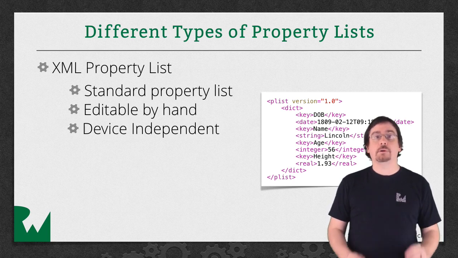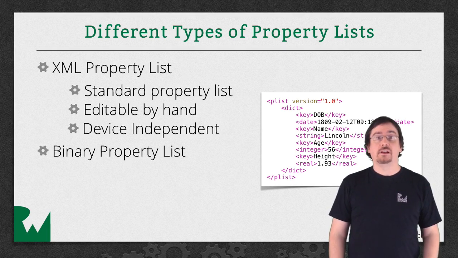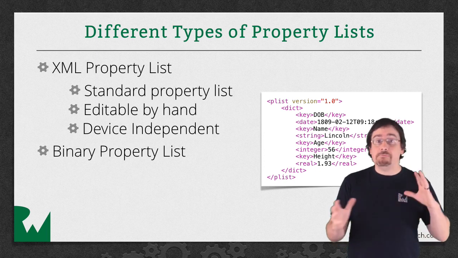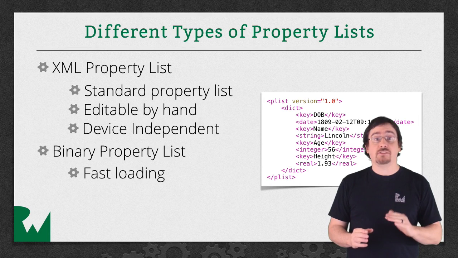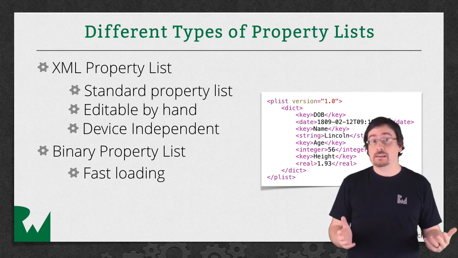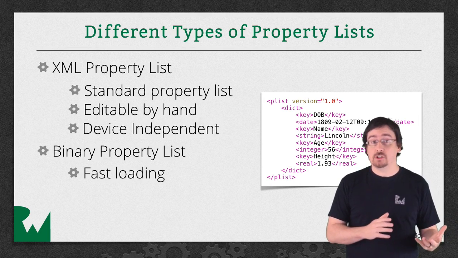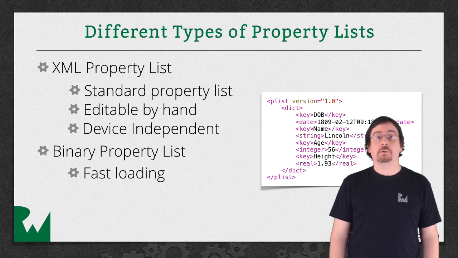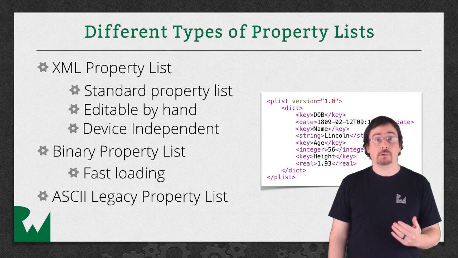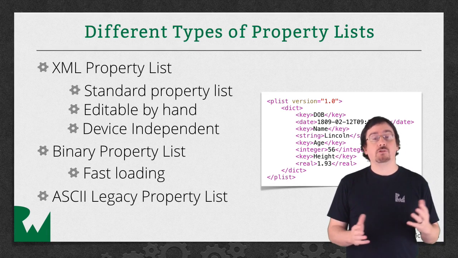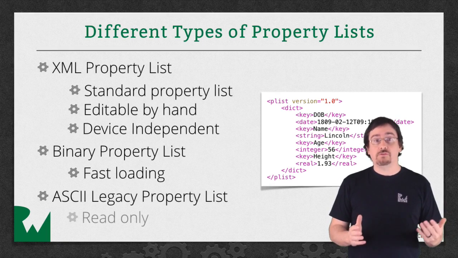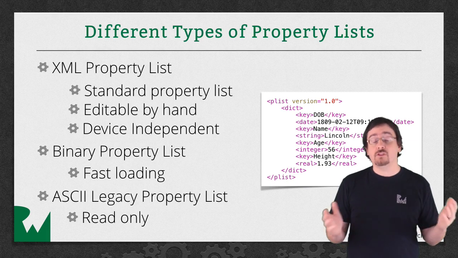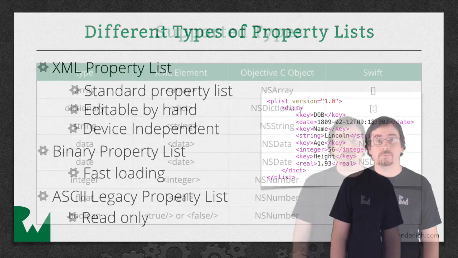The next kind of property list is a binary property list. These are useful when your property list gets big and you need your list to be performant. Binary property lists are fast, but of course you'll lose the ability to edit them by hand and you may run into some platform issues. The last kind of property list is the ASCII legacy property list. This is a type of list that was released in OS 10.2. They're a read-only format, you can't save to them, and they only support 4 basic types.